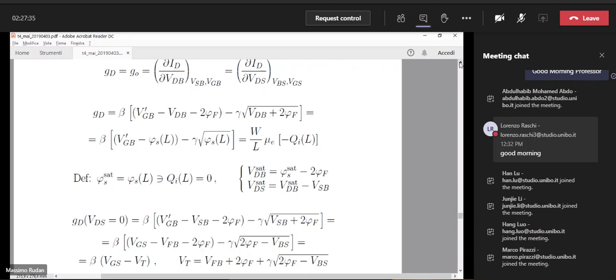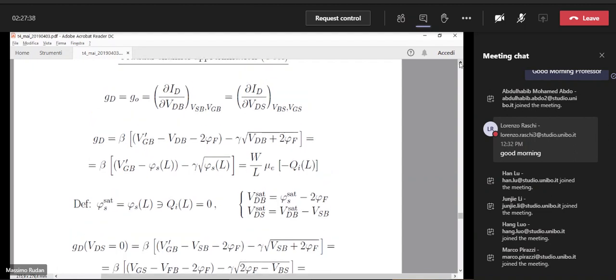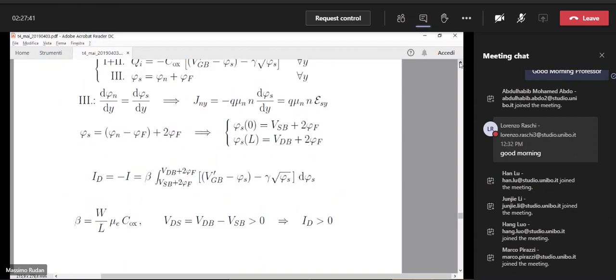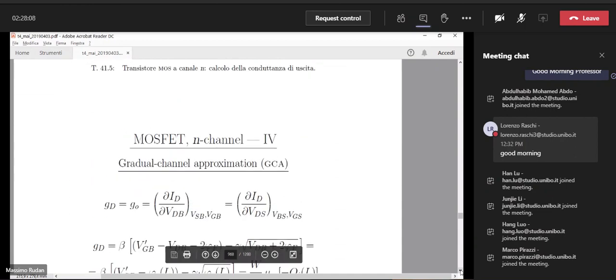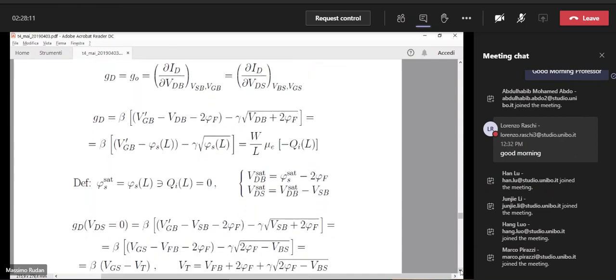On the other hand, you remember that when we defined the integration limits, we also found that VDB plus 2 phi f is just the value of the surface potential at the end of the channel, at y equal to L. So we can use a short notation, and instead of writing VDB plus 2 phi f, we can simply here, for instance, write phi s of L. And similarly here, we can write phi s of L, okay?